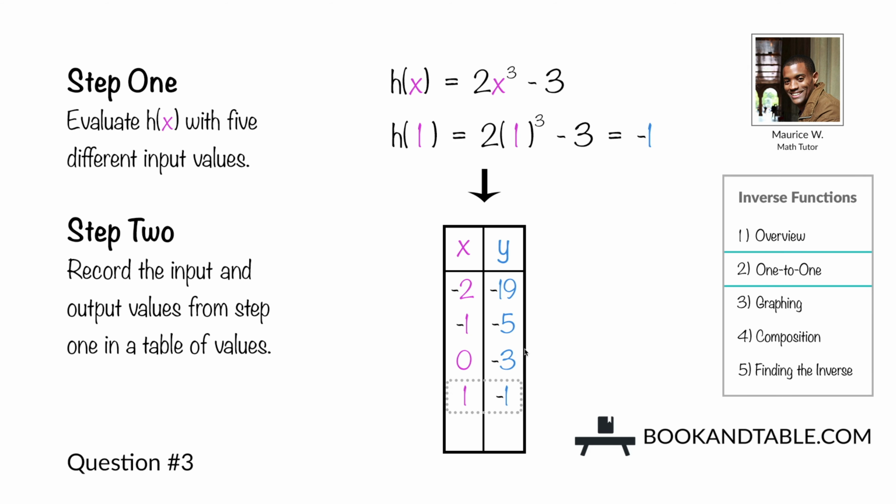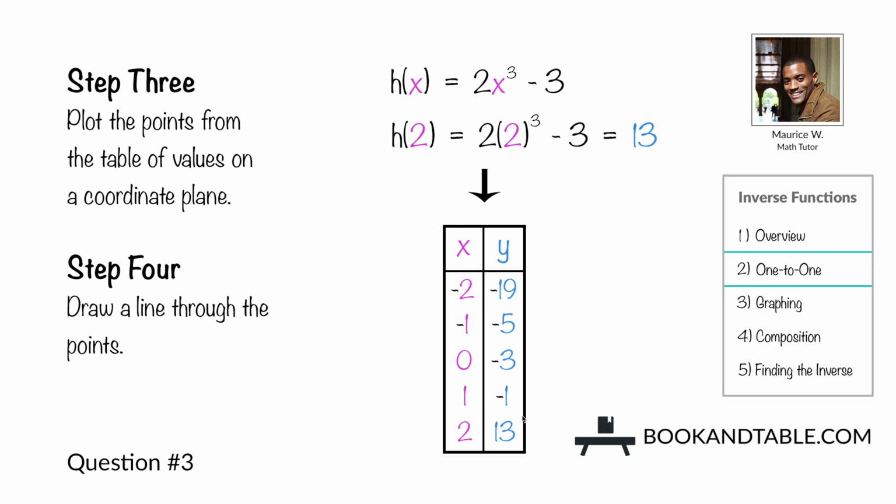We then plug in 1 for x. 1 cubed would give us 1. 2 times 1 is 2. And 2 minus 3 is equal to negative 1. So the input is 1 and the output is negative 1. And then we plug in 2 for x, showing us h of 2 is equal to 2 times 2 cubed. 2 cubed would be 8. 8 times 2 would be 16. And 16 minus 3 would equal positive 13. So the input is 2 and the output is 13.